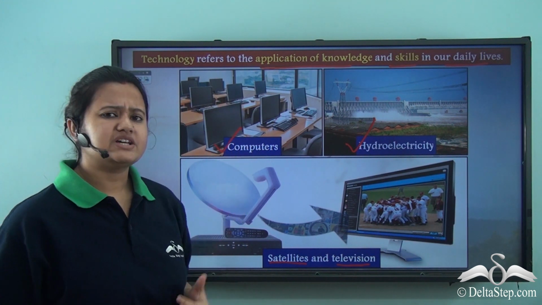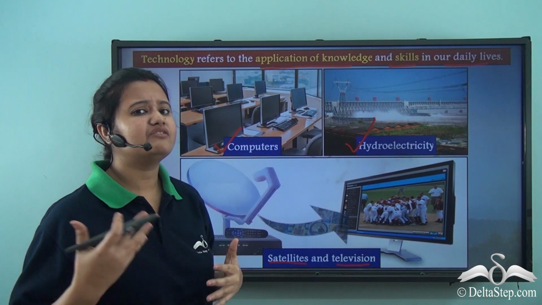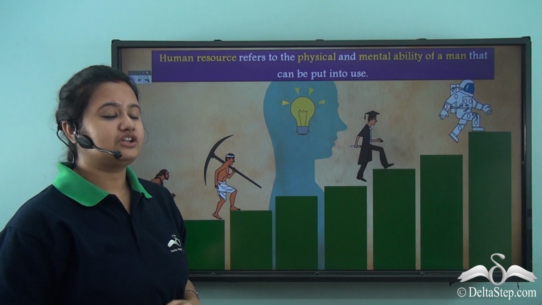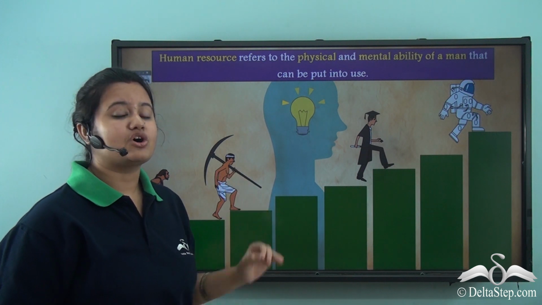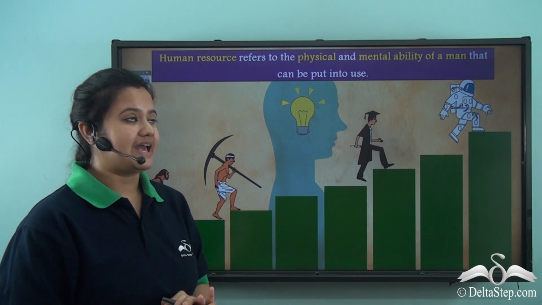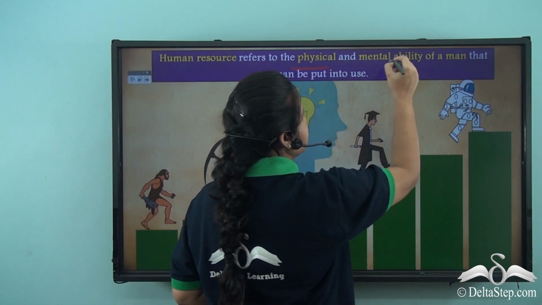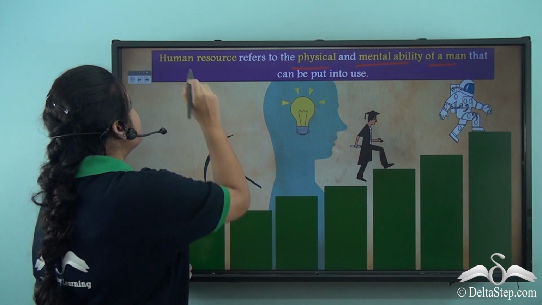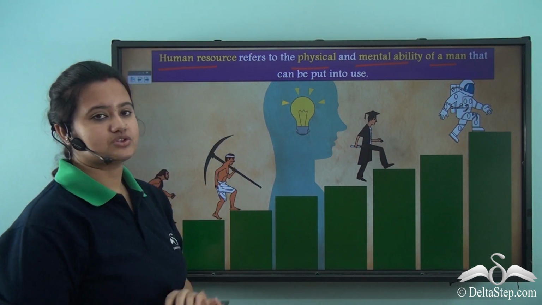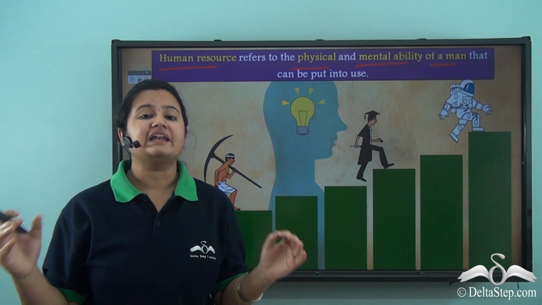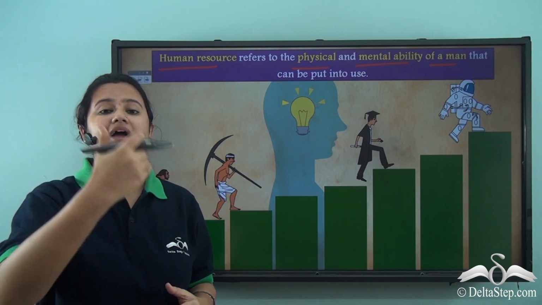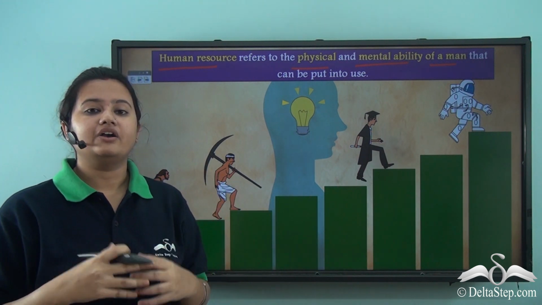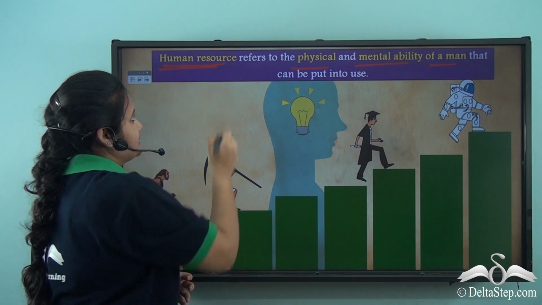Now here, can you tell me whose knowledge and skills are we talking about? Well, we are referring to the knowledge or skills of human beings. Yes, the physical and mental ability of a man that can be put into use is known as a resource, that is human resource. So every man living on earth, including you and me, is a resource and a very important one. So we are known as human resource.